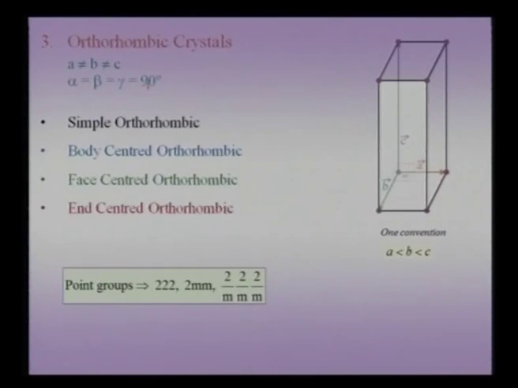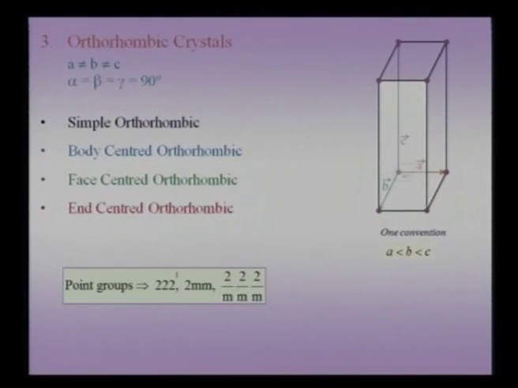The lower symmetry one compared to the tetragonal crystal is the orthorhombic crystal, wherein there are all possible Bravais lattices: the simple orthorhombic, the body centered orthorhombic, the face centered orthorhombic and the end centered orthorhombic lattice. We can make crystals starting with these lattices, and the point groups which belong to the orthorhombic crystals are the ones listed below: the 222, the 2 mm, and the 2 by m, 2 by m, 2 by m point groups.